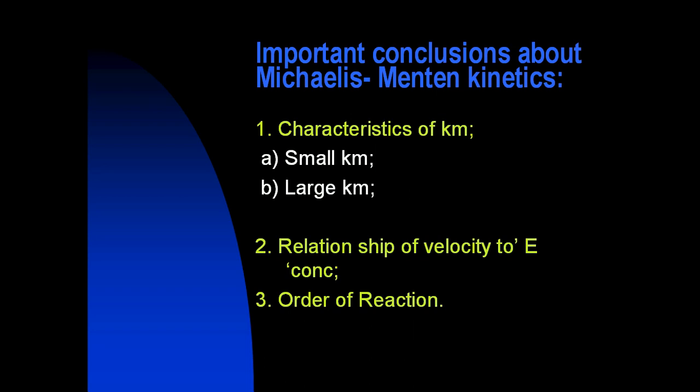Number 2. Relationship of velocity to enzyme concentration. The rate of reaction is directly proportional to the enzyme concentration at all concentrations of substrate. For example, if the concentration of enzyme is halved, the initial rate of reaction should be reduced to half.